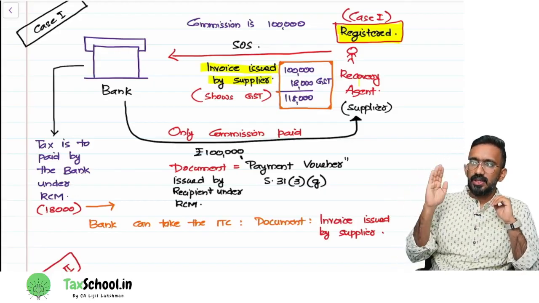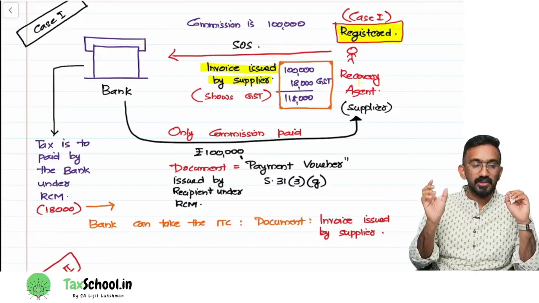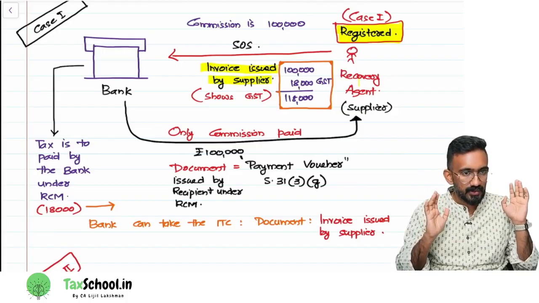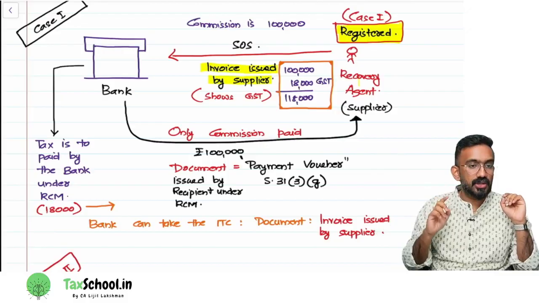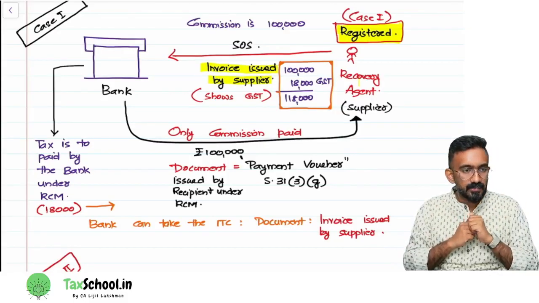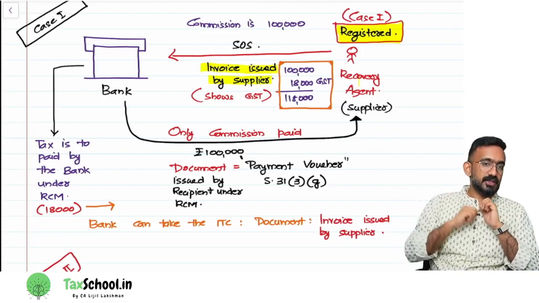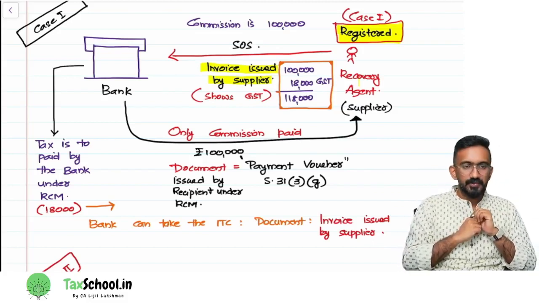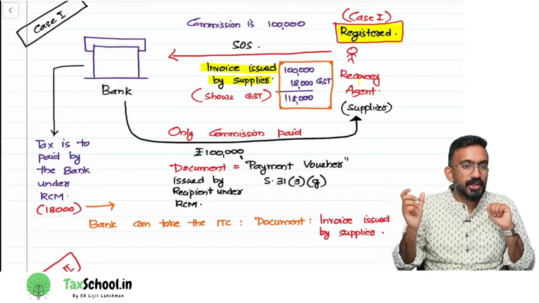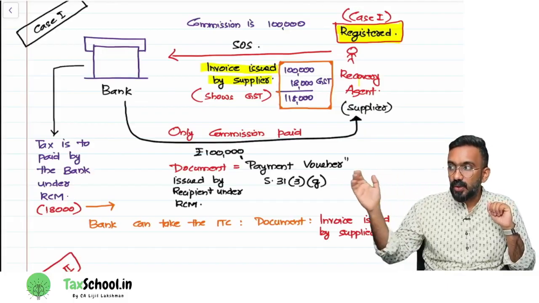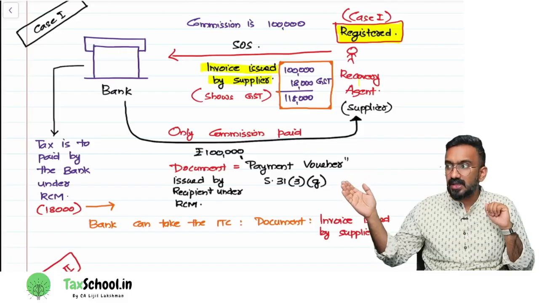Then the recovery agent will give a bill for how much? Value is 1 lakh. GST is 18%, 18,000 rupees. With me? But how much money will be paid by the bank to the recovery agent here? Only 1 lakh will be paid. Why? Because 18,000 is to be paid by the bank under reverse charge mechanism, which means the bank, while making payment to the recovery agent, will issue a document called a payment voucher. You can see here I have written a document called payment voucher, which is mentioned under 31(3)(g).